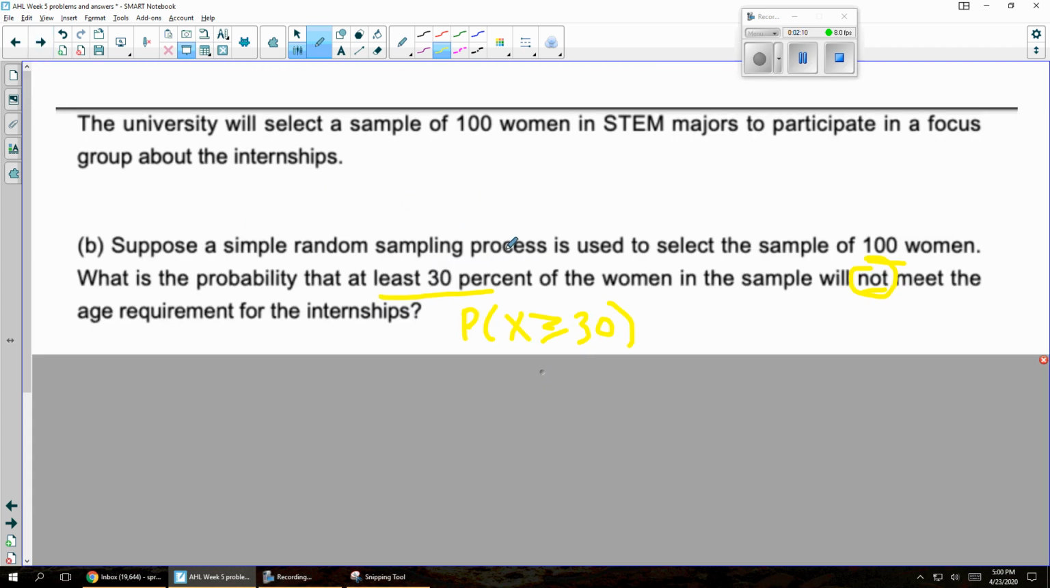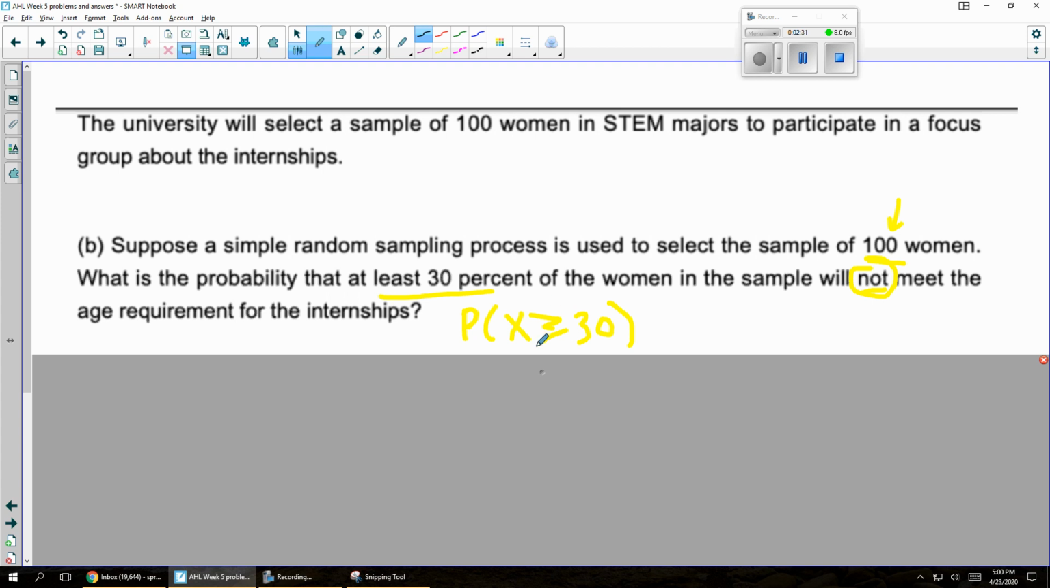This is a binomial problem. You either meet the requirement or you don't. We've got a fixed number of women here. The probability of success is set at 0.223, and the women are independent of each other. That's part of that randomness. So I'm going to use a binomial distribution. Now, this is going to be a CDF problem.